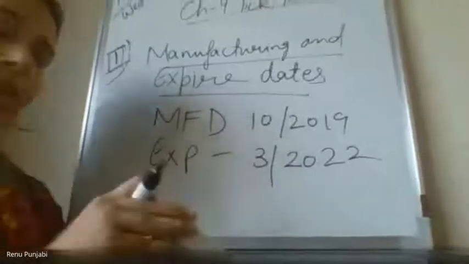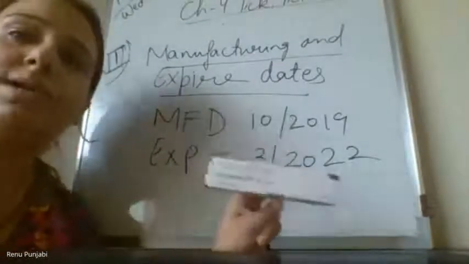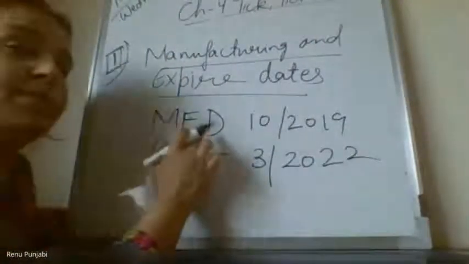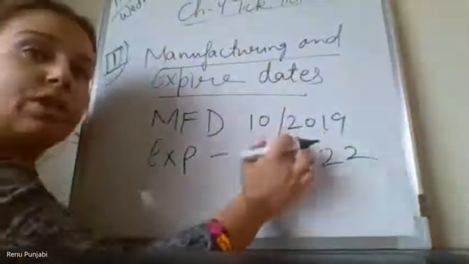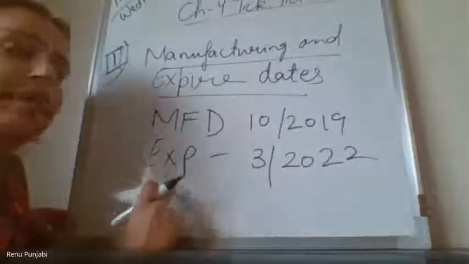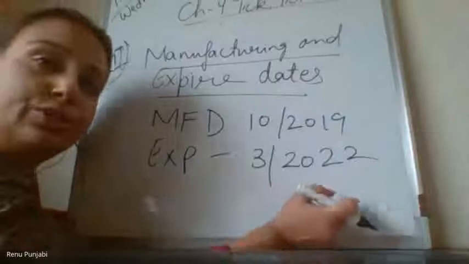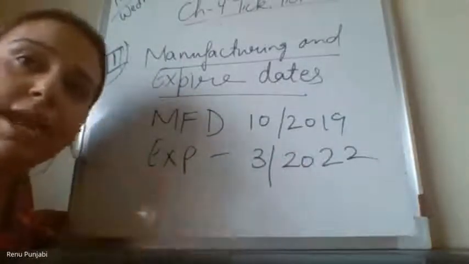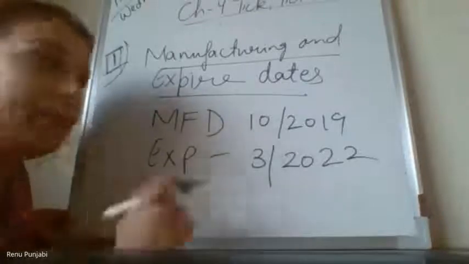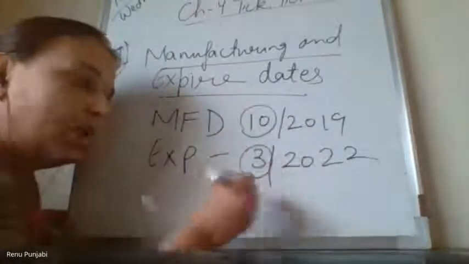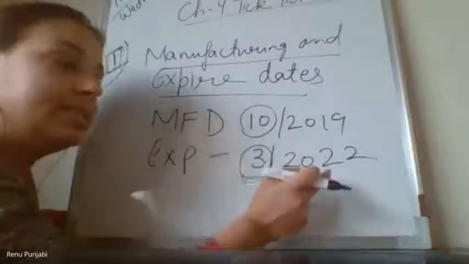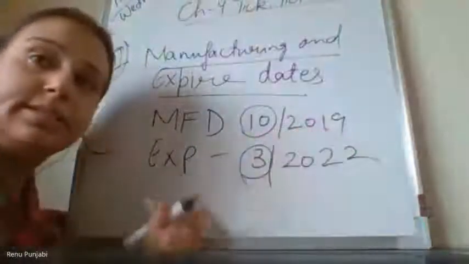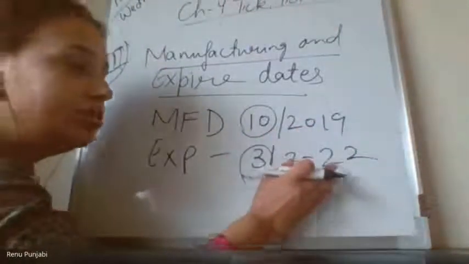So it's written on this cream, on the sofromycin cream, that MFD means manufacturing date is 10/2019 and the expiry date is 3/2020. As I said in the beginning, most of the time you will not find the date on the products, you will find the month. So consider it as a month, not as a date. This is a month and this is the year. So my manufacturing date was 2019, but the product expiry date is 2020.